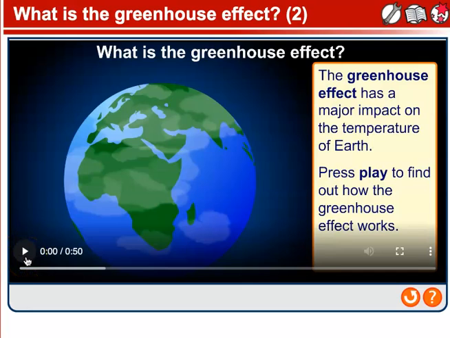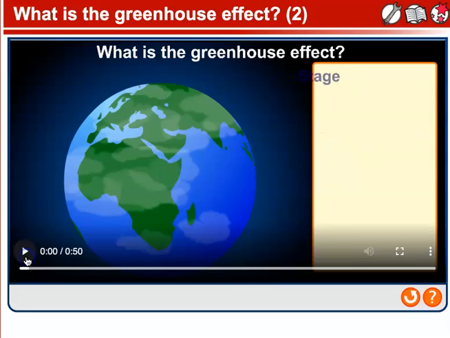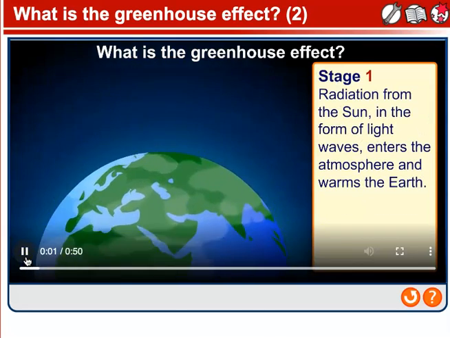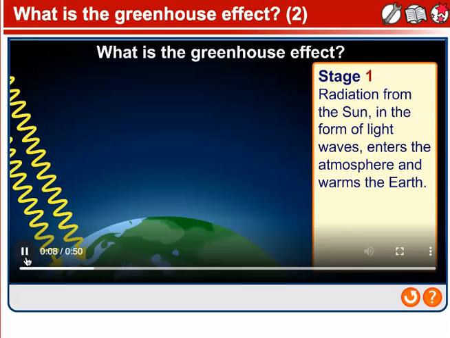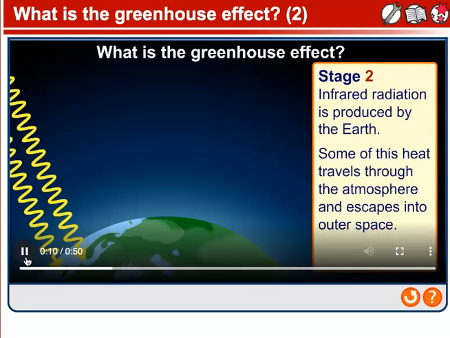This animation will be used to illustrate the principles of the greenhouse effect. In stage 1, radiation from the sun in the form of light waves enters the atmosphere and warms the Earth. In stage 2, infrared radiation is produced by the Earth. We call this long-wave radiation. Some of this heat travels through the atmosphere and escapes off into space.